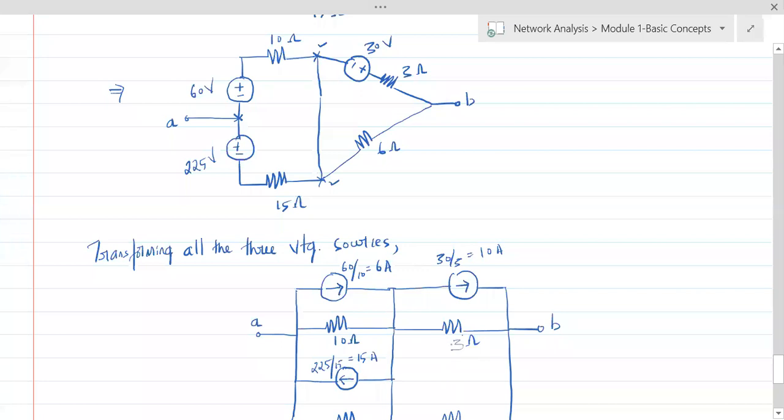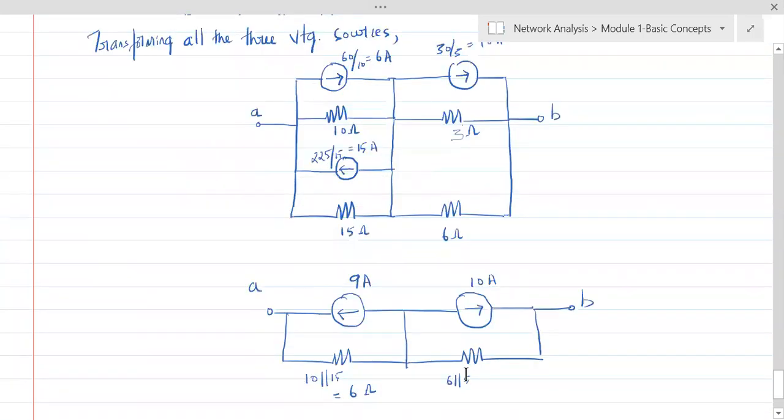3 ohms. So it's 3 and 6 in parallel. What would be 3 and 6 in parallel? 6 3 is 18 divided by 9. So it would be 2 ohms. Now what can we do?